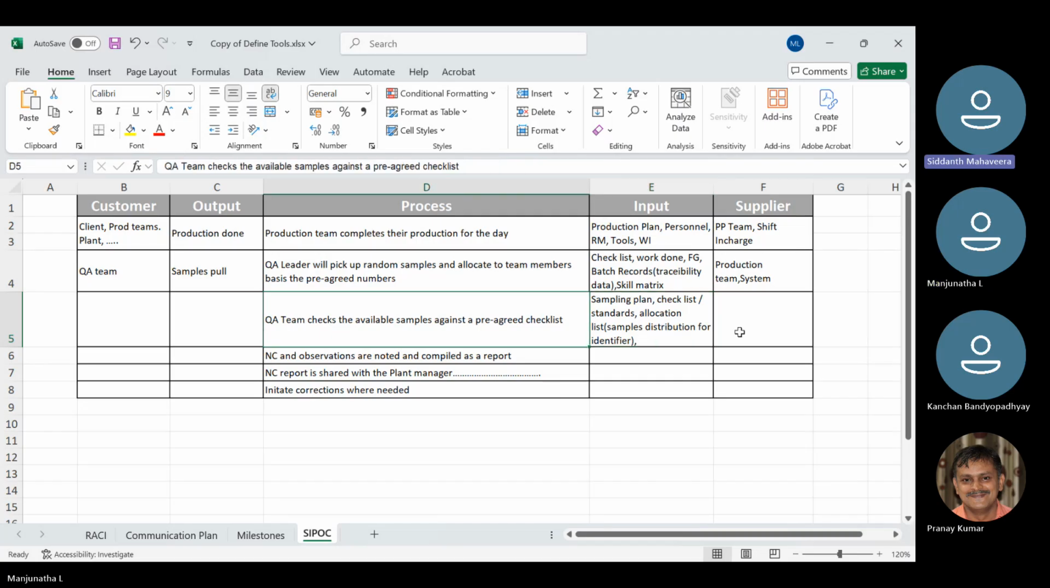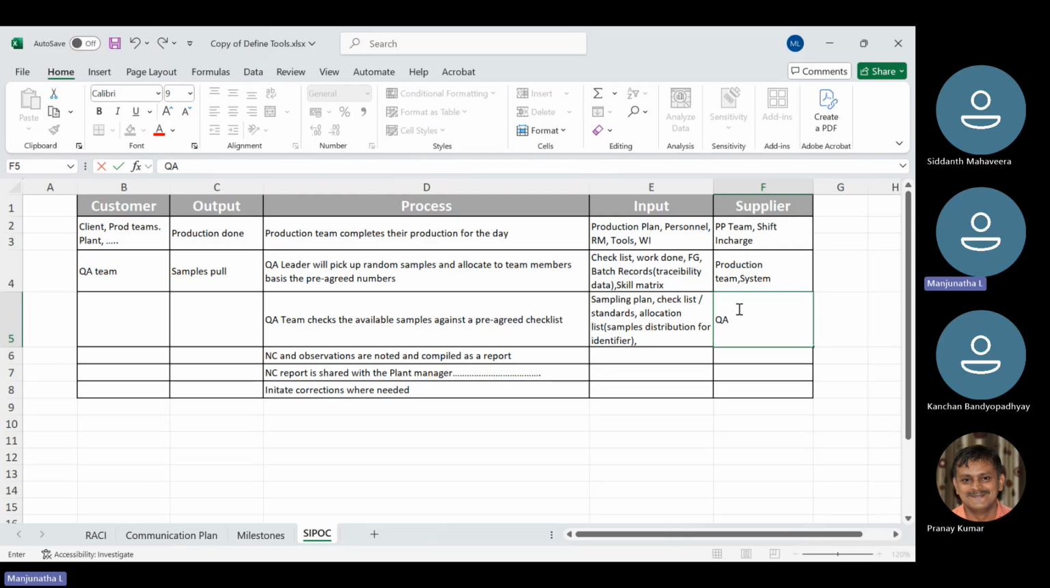The supplier would again be the QE team or the QE leader. But here we define the QA team. So the QE leader will give the sampling plan, checklist, allocation list and all. Yes, the QE leader is the supplier. For the output, here we will have observations. Input is given by the QE leader, and the output will also go to the QE leader.